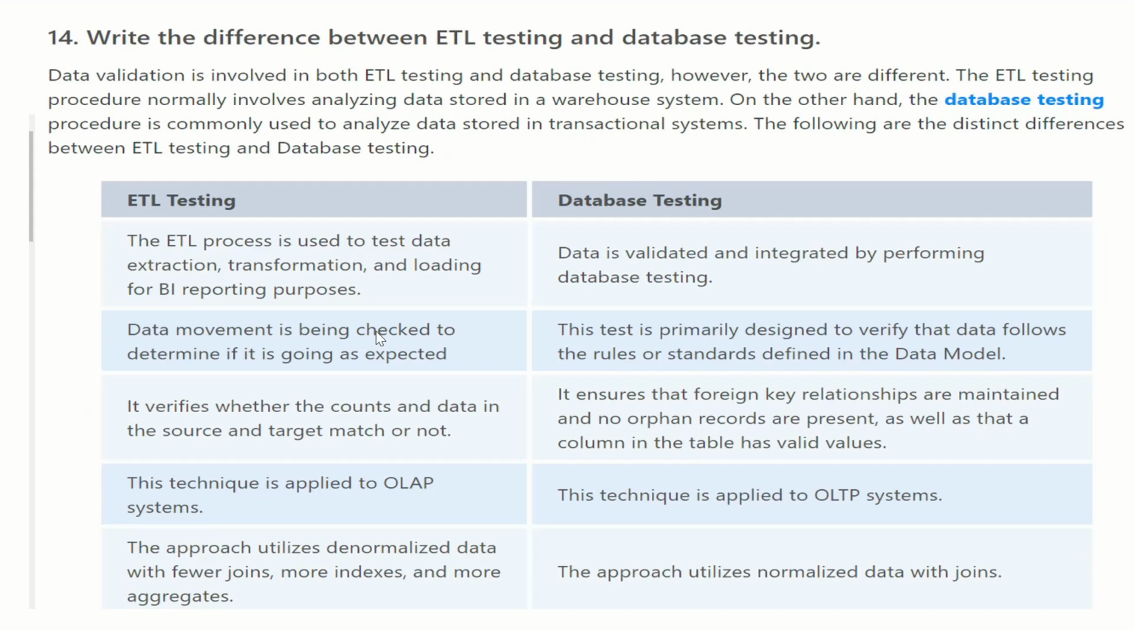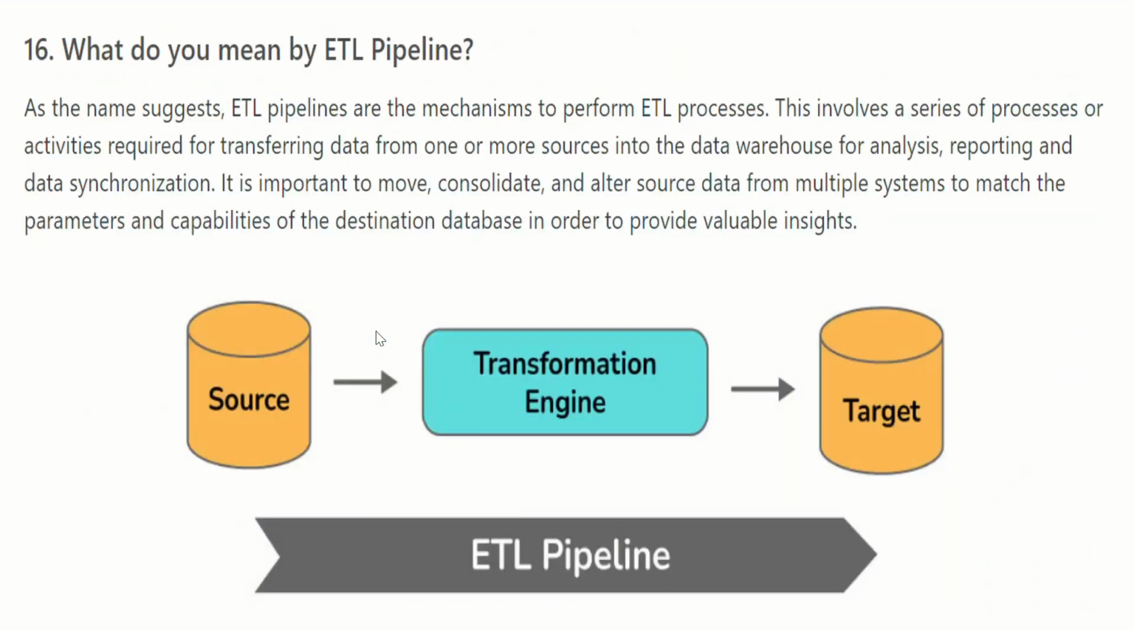And here, this technique is applied to OLTP systems. And in ETL testing, the approach utilizes the denormalized data with fewer joins, more indexes, and more aggregates. And here, the approach utilizes normalized data with joins. So next question is, what do you mean by ETL pipeline?